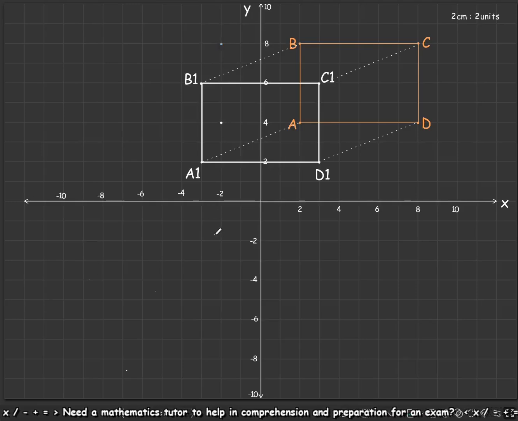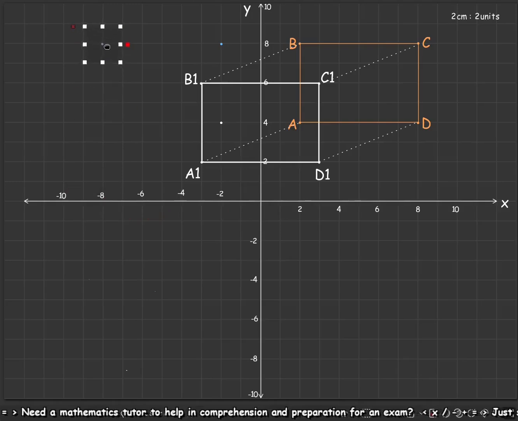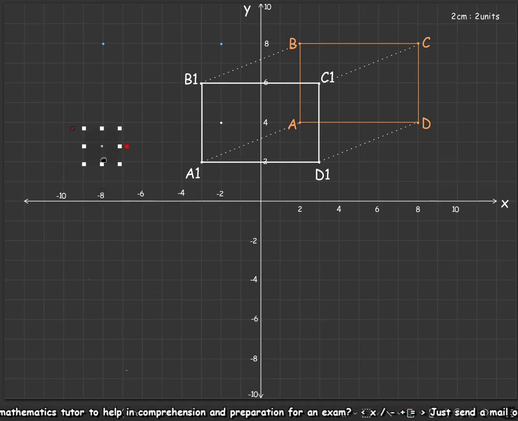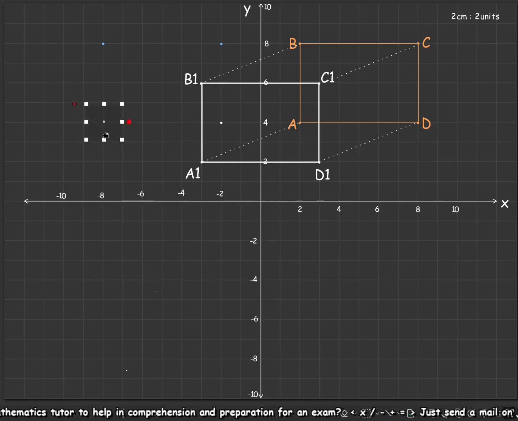Then we do the same for (-8, -8), which was our C2. So C2, (-8, -8). This is it over here. Then the last one, which is D2, (-8, 4). So negative 8, 4. We have that here as well.